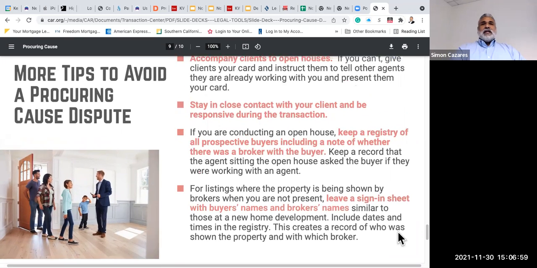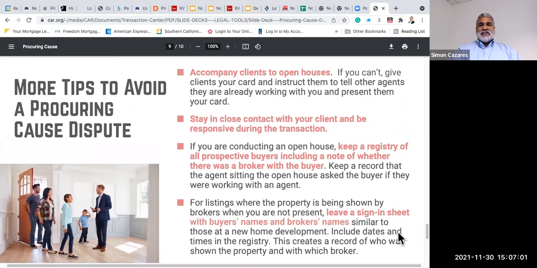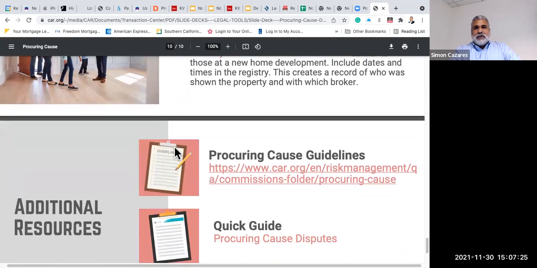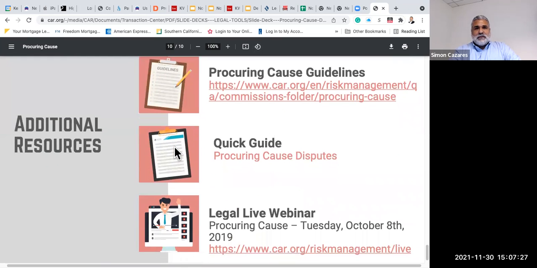Again, the only way you can protect yourself is documentation, okay? Documentation is truly the best way to protect yourself, because again, at the end of the day, folks, I want to make sure you get paid, okay? I don't want you to go through the motions and get involved and then realize that the buyer cheated on you and went with another agent, okay? So keeping proper documentation is very crucial.